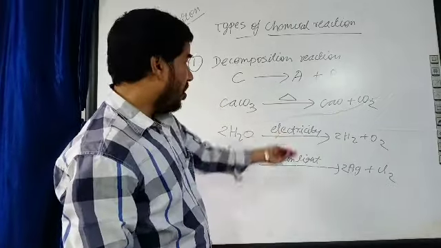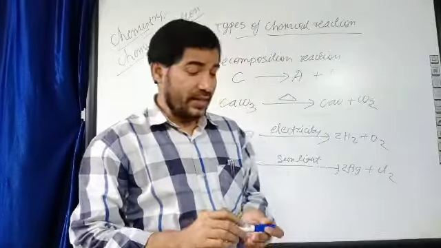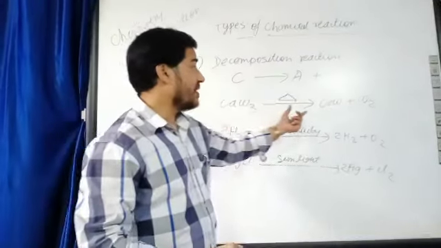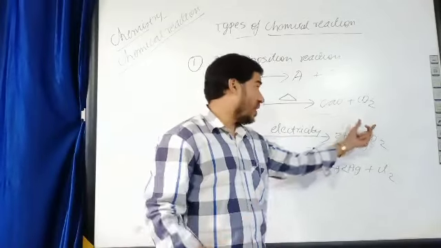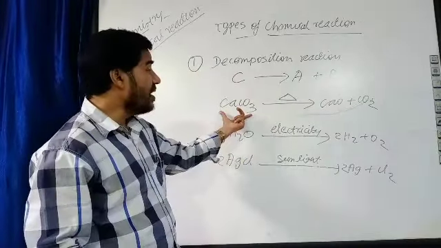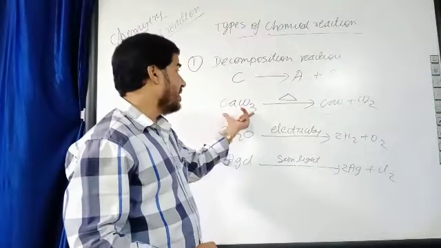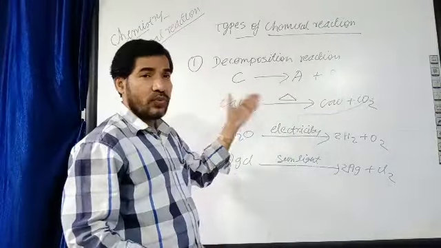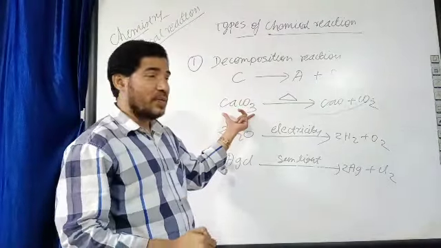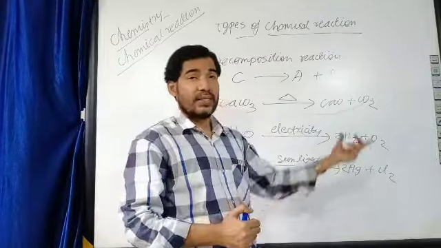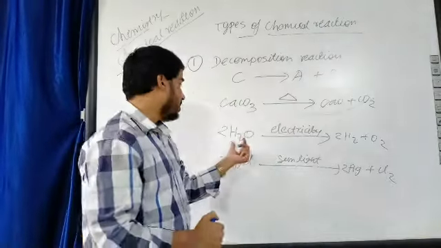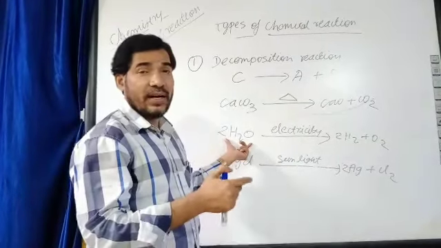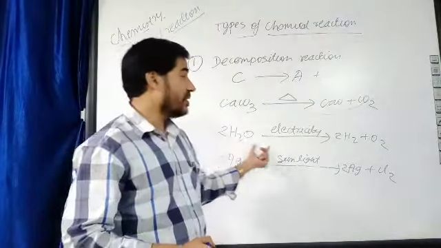So all of these are examples of decomposition reaction. In all reactions you see how a single substance breaks into two new substances. In the first reaction, calcium carbonate, when heated, breaks into calcium oxide and carbon dioxide. On the left side, the reactant side, a single substance is present, but on the product side two substances are present. In the second reaction, water is a substance, but when electricity is passed in the electrolytic cell, this water breaks into hydrogen and oxygen.